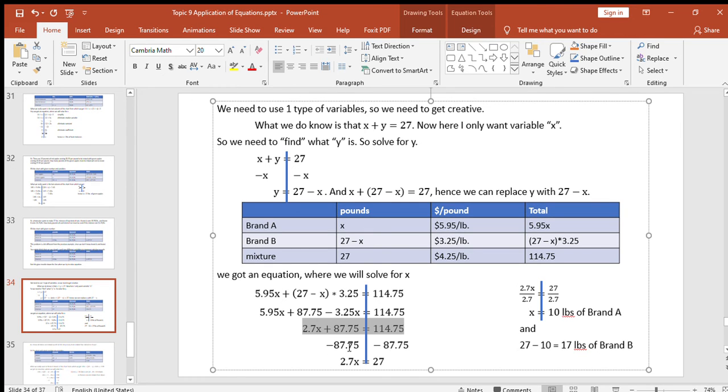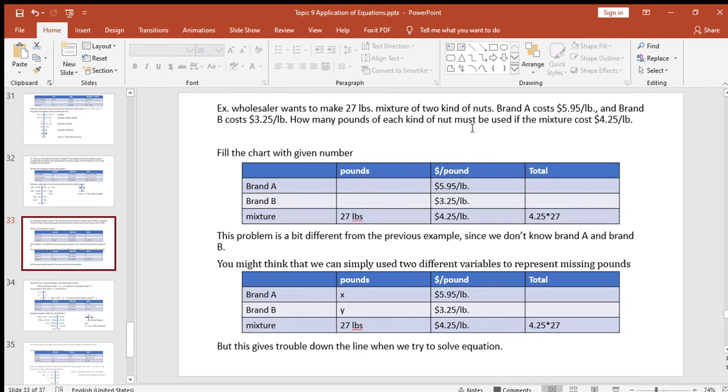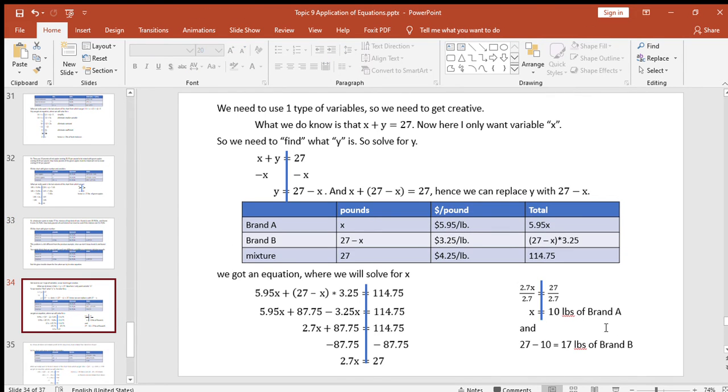Subtract both sides by 87.75, and you're going to get 2.7x equals 27. Now divide both sides by 2.7, and you're going to get x is equal to 10 pounds of brand A. But we're not done yet. The question asks, what are the pounds of A and B? We only know the pounds of A. So how do we find the pounds of B? Well, we're going to use 27 minus x. 27 minus 10 is 17. So it's 17 pounds of brand B.